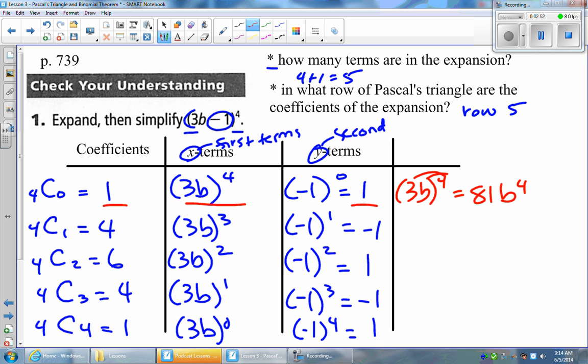Let's go to the next term here. 4 times (3b)^3 times negative 1. So I'm just going to write this out here. 4 times (3b)^3, times negative 1. So it is going to be a negative term. So what we're going to have here is 4 times 3 cubed, and then times the negative 1, which is going to end up giving negative 108. And then our variable is just b cubed.